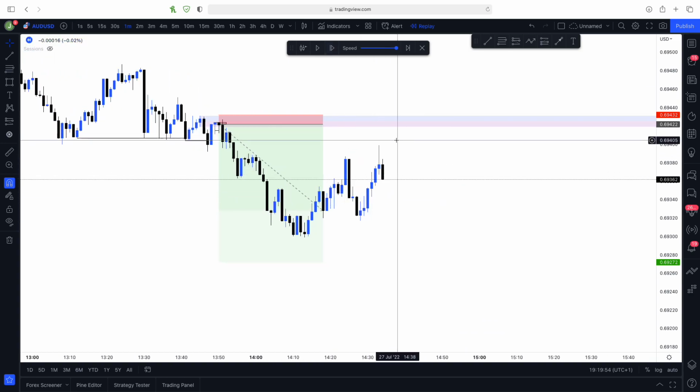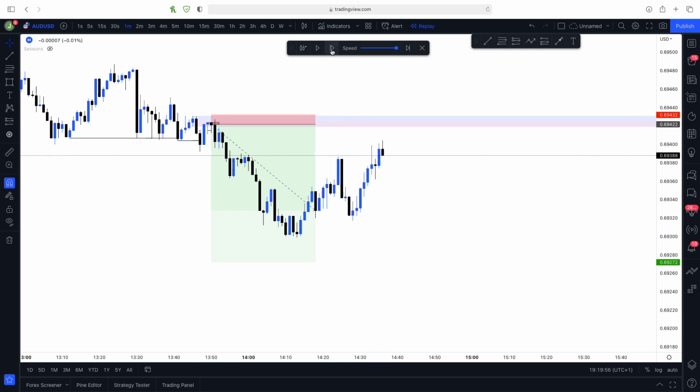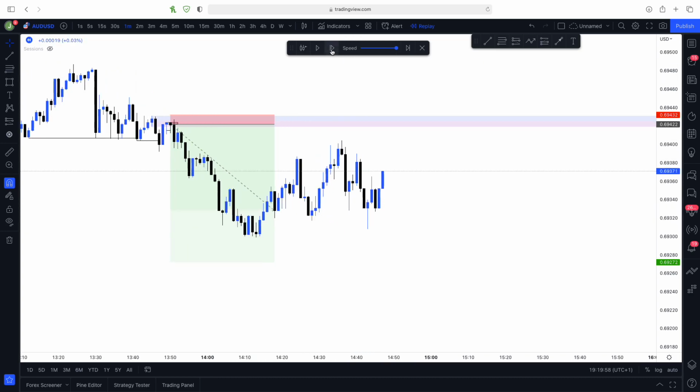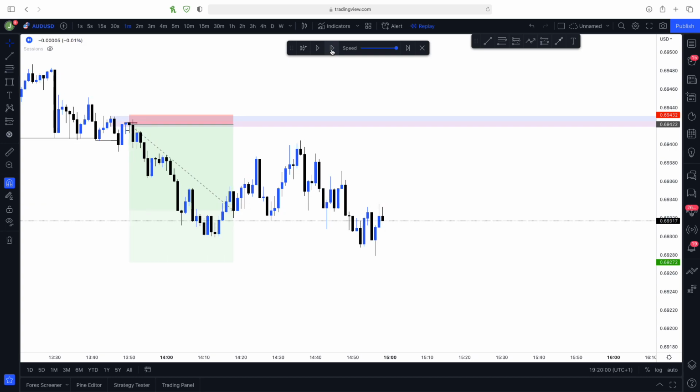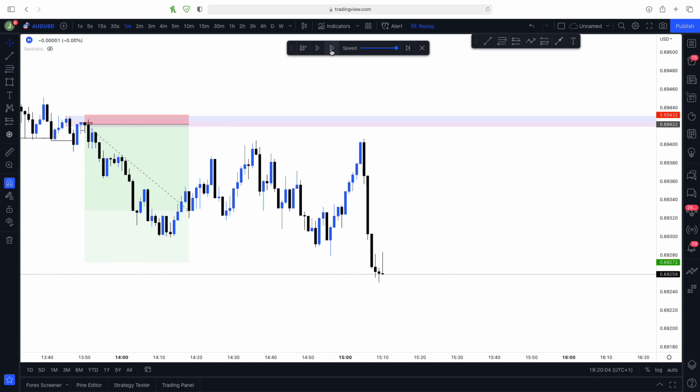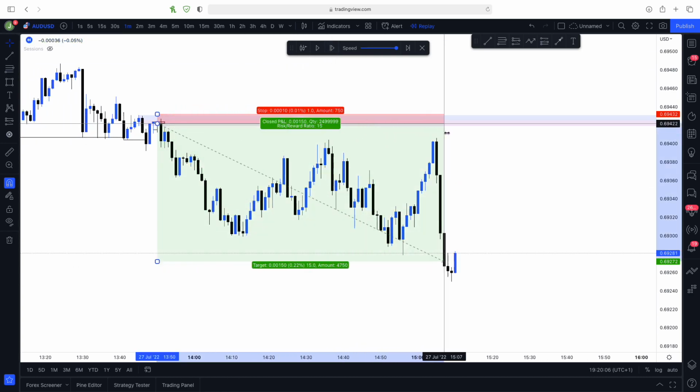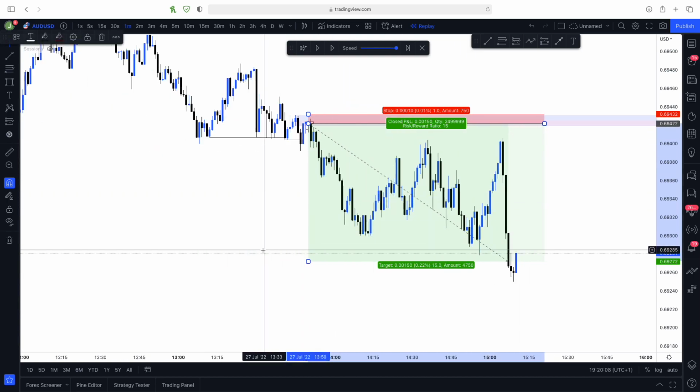Here's where the psychology is tested, and some of you would have closed, I'd imagine, but no need for that. Stick to your rules. Unless you obviously want to close quicker, like I said earlier, then that's absolutely fine. But in terms of letting the trade play out, just let it run.